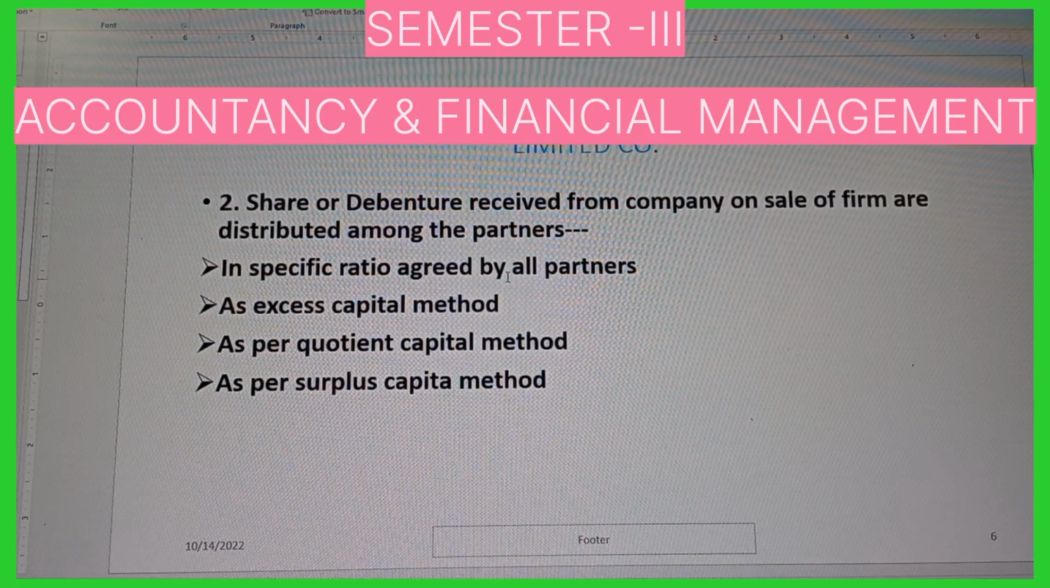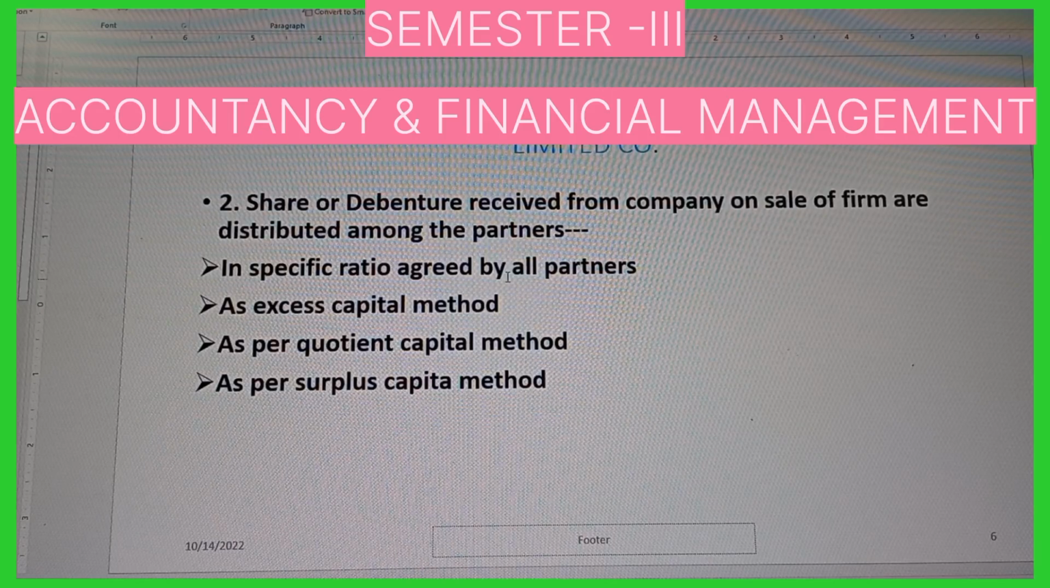Now third, shares or debentures received from a company on sale of a firm are distributed among the partners. Specific ratio agreed by all partners, excess capital method, equitable capital method, surplus capital method. In this case, whenever the PC is given to the partnership firm in the form of shares and debentures, that is always divided in the specific ratio agreed by all the partners. So the answer is the first, specific ratio agreed by all the partners.